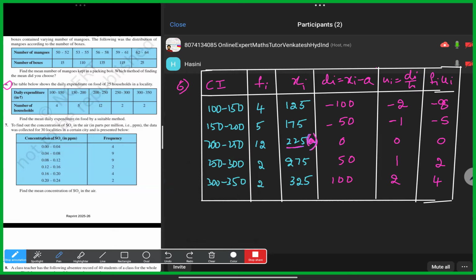So, Hasni, now we will do sigma Fi. Sigma Fi, how much, Hasni? 5 plus 4, 9. 9 plus 12 is 21. 21 plus 4 is 25. Yes, sir. 25, with 9 plus 1.